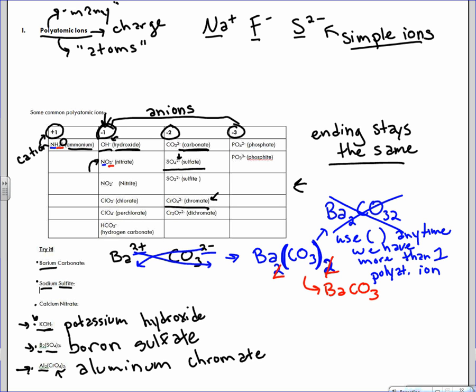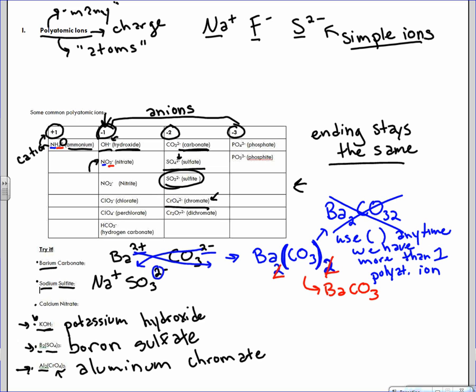Sodium sulfite. So find sodium on your table. It's an alkali metal. Na, based on its location in the table, we know it's going to be a +1. Sulfite is a polyatomic ion. Let's look up on our polyatomic ion chart. There it is. SO3 with a 2-. So we're at the point now where we have our charges. It's time to do our crisscross.